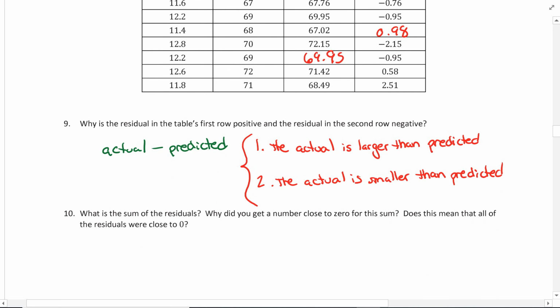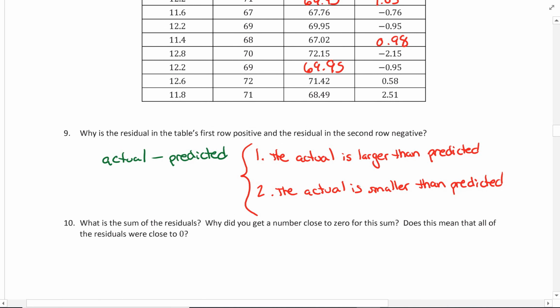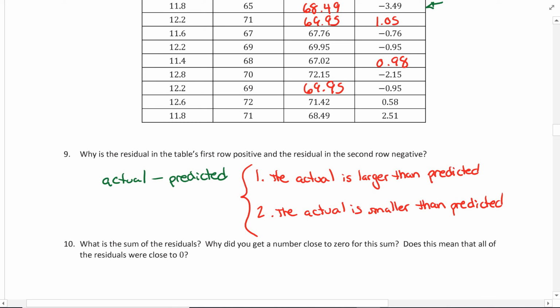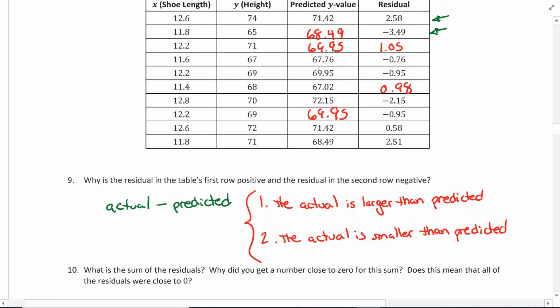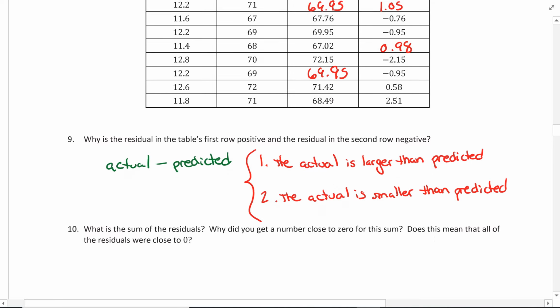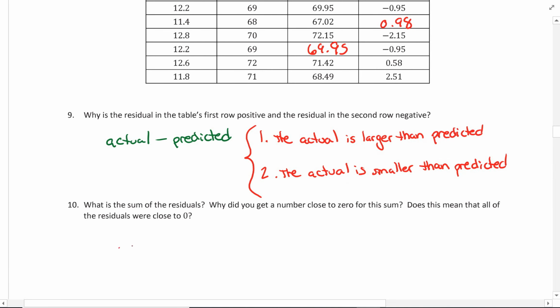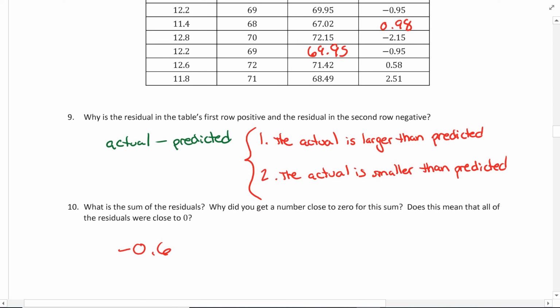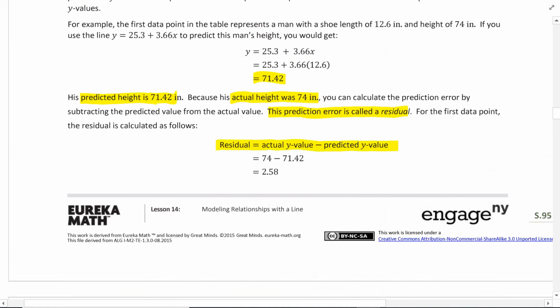What is the sum of the residuals? And why did you get a number close to 0 for the sum? Does this mean that all the residuals were close to 0? So, the sum of the residuals for this, you can add them up quickly. That's just grunt work. But if you do it, you're going to get a number around negative 0.6 if you round it. And again, if we get a number close to 0, remember, a line of best fit should have an even number of coordinates above and below the line, as does our line here.